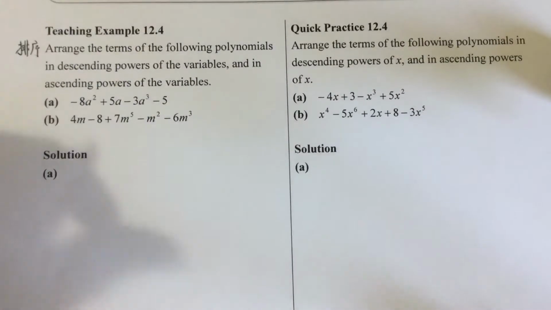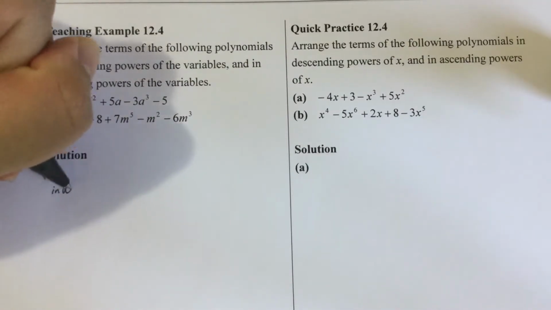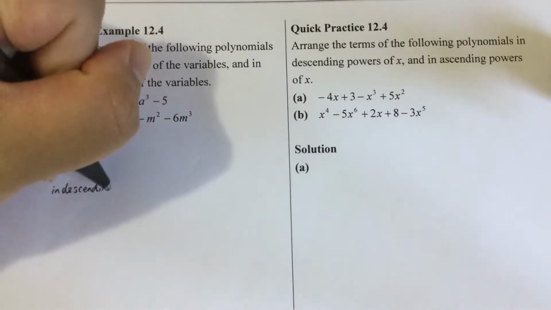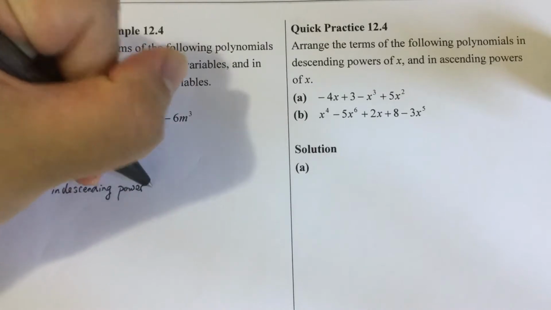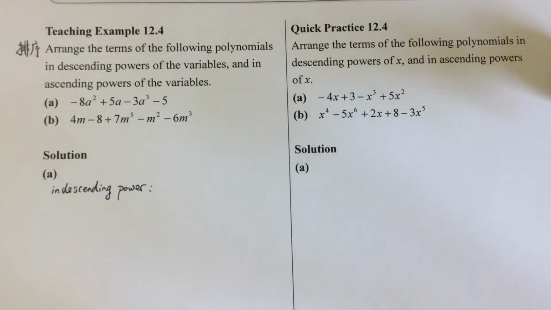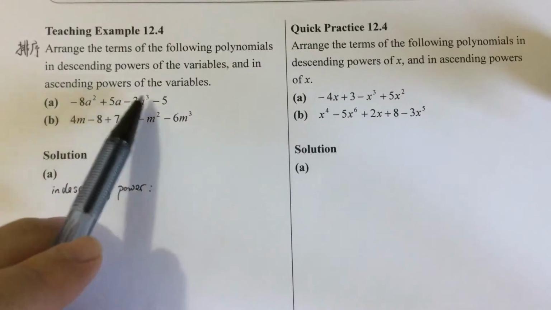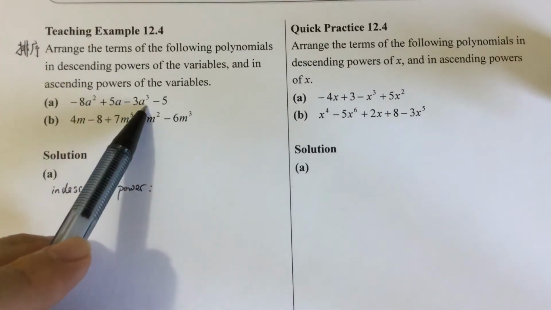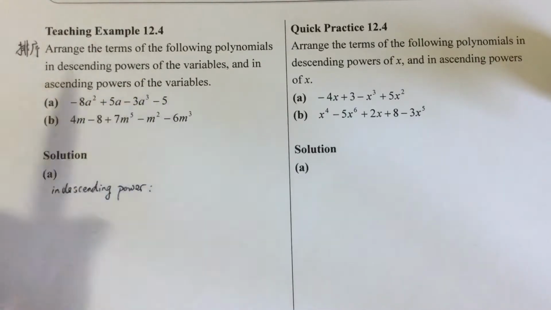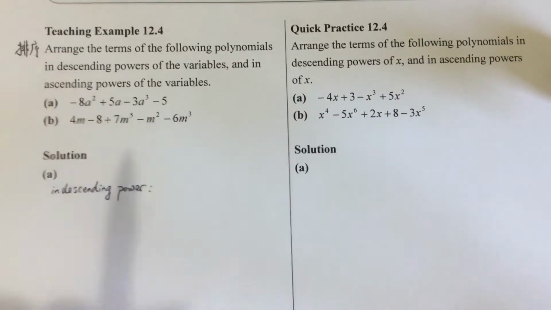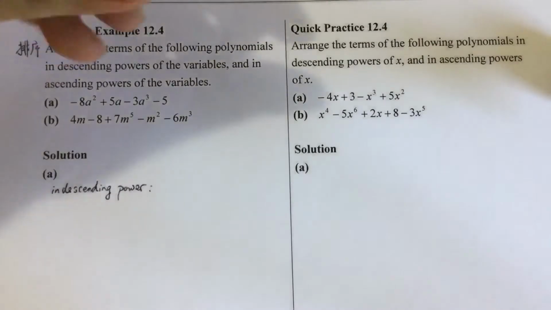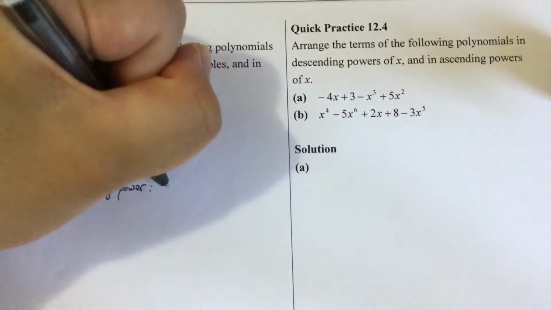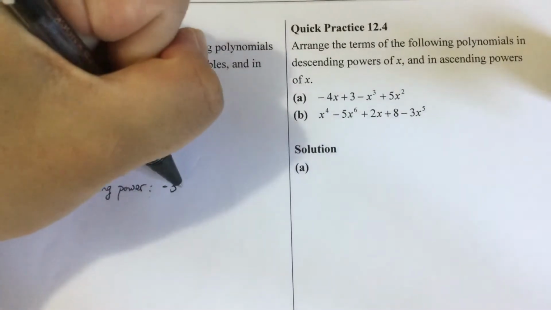So let's look at part A. But first of all, we write down in descending powers. Okay, this one is the first one. Now in descending power, look at it. We have a squared, a cubed, and no a. So for descending order, degree 3 goes first, because this one is the biggest one. So we will write down -3 also. So every time we will also write here. This one is the first one. So we are going to write -3a cubed.